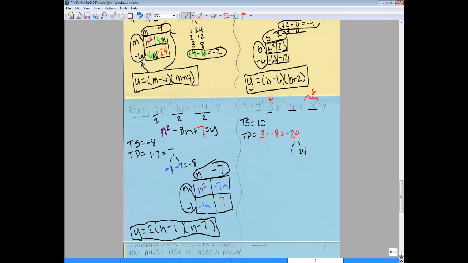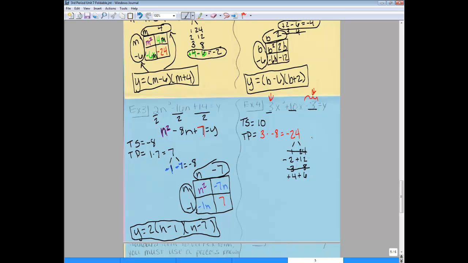So now we got to find factors of -24. 1 and 24, 2 and 12, 3 and 8, and 4 and 6. So which one of these can we use to make positive 10 out of a -24? There is no way to make 10 out of 1 and 24. There is no way to make 10 out of 3 and 8. We can make 10 out of 2 and 12, and we can make 10 out of 4 and 6. To make 10 out of 2 and 12, 2 has got to be negative and 12 has got to be positive. To make 10 out of 4 and 6, they both have to be positive.